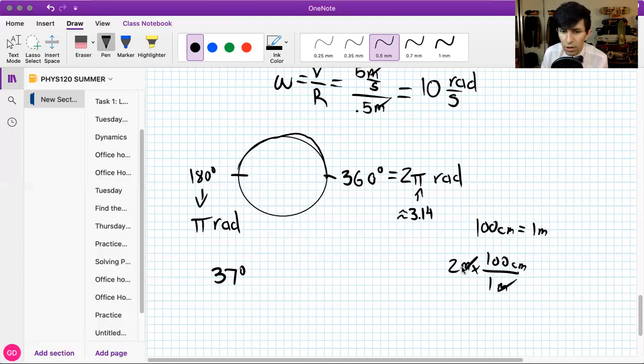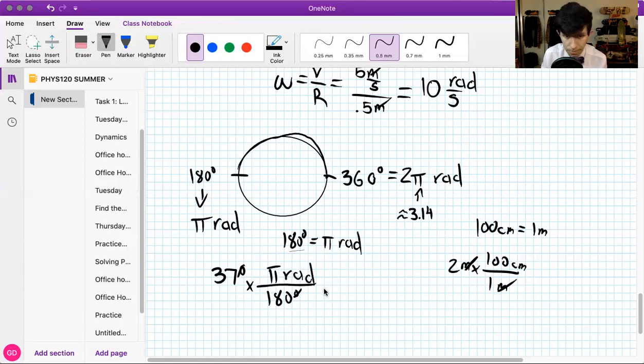With the same logic, we're going to do the same with degrees. Let's look at this one right here. If 180 degrees is equal to pi radians, then we already have the ratio. We just have to multiply by the ratio, right? So we put 180 down here because the little degree sign is at the bottom and this one's here, so that's going to cancel this out. And we're going to put pi radians up here.